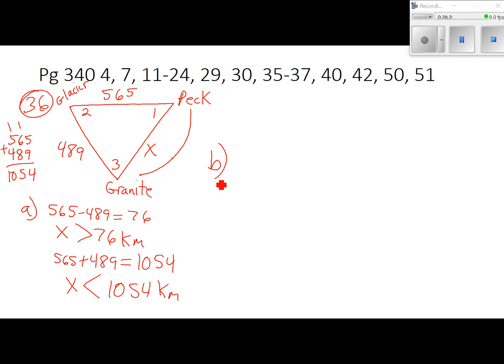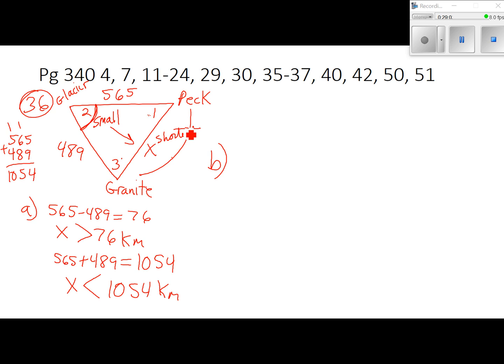Part B says, how is your answer to part A affected if you know that the measure of angle 2 is less than the measure of angle 1 and the measure of angle 2 is less than the measure of angle 3? So if it's less than 1 and it's less than 3, then that means angle 2 right here has to be the smallest angle in the triangle. If it's the smallest angle, then that means that x over here, that distance, has to be the shortest side in the triangle.